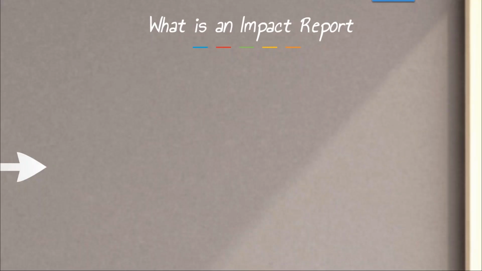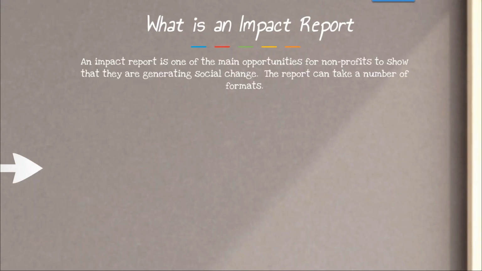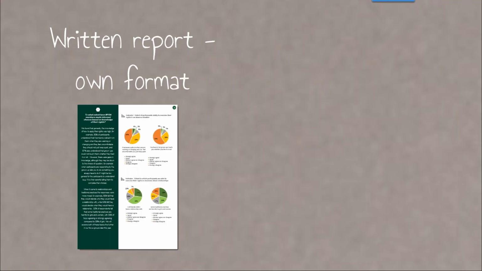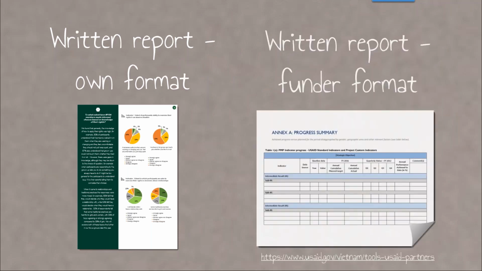So what is an impact report? Well, it's one of the main opportunities for you to showcase that social change that you're generating. And the report can in fact take a number of different formats. So you can write your own report, and the report could be in your own particular format. And this is what we're going to focus on today: the production of your own impact report for your own organization or program or project that you're focusing on.